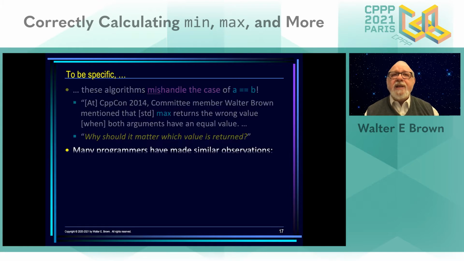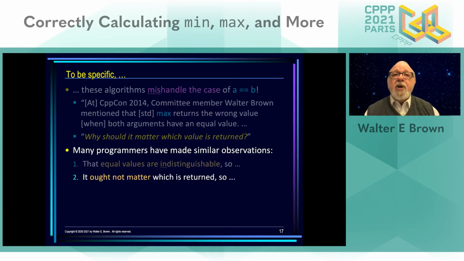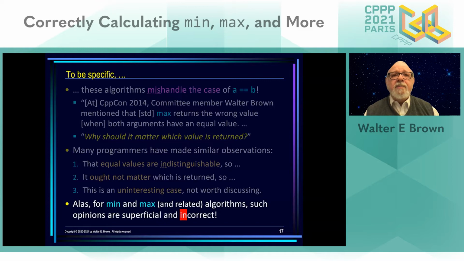Now, I must confess, I've heard this observation, this question for many, many years, actually for decades. Usually the argument runs something like this. Equal values are indistinguishable. They're equal after all. So it shouldn't matter which one we're going to return because they're indistinguishable. So this really is not an interesting case, barely worth discussing. But I'm sorry, because for min and max and related algorithms, these opinions are superficial and they're incorrect, except in very simple cases.